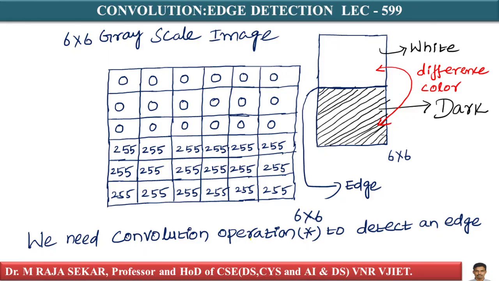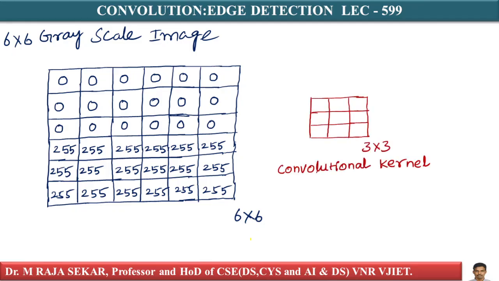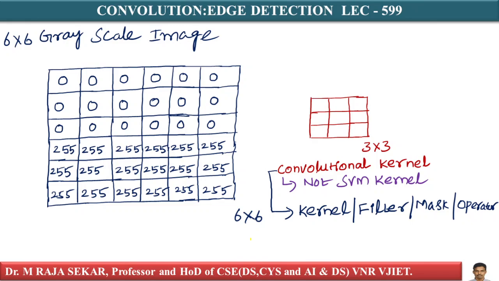I will explain what convolution is. We will try to understand. Now, let's say I have another matrix, a 3 by 3 matrix. This matrix is often called a convolutional kernel. You must understand, this is not an SVM kernel. This is often called a kernel or filter or mask or operator. There are multiple names to it. It's often called a kernel, isn't it?